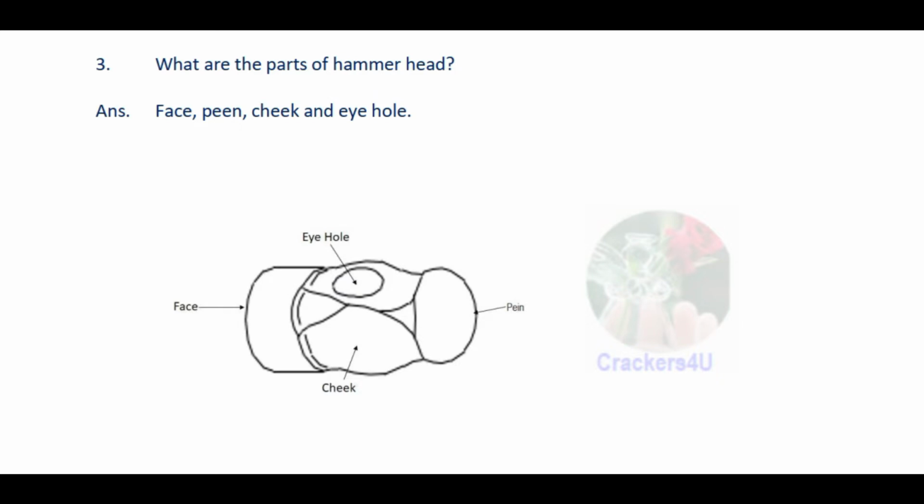What are the parts of hammer head? Face, cheek, pin, eye hole.